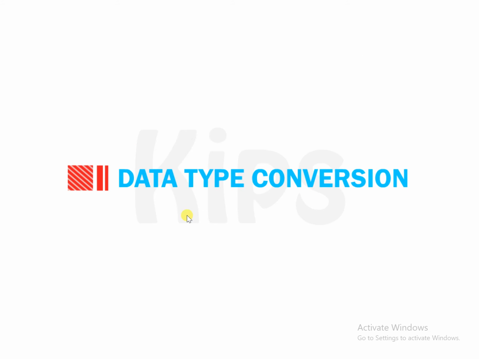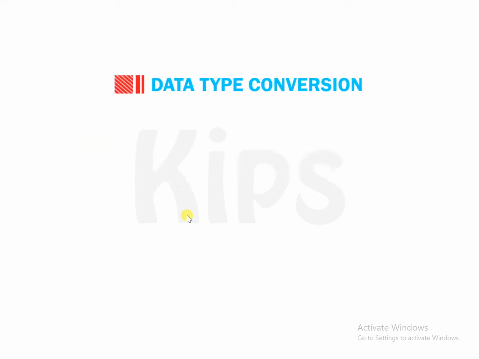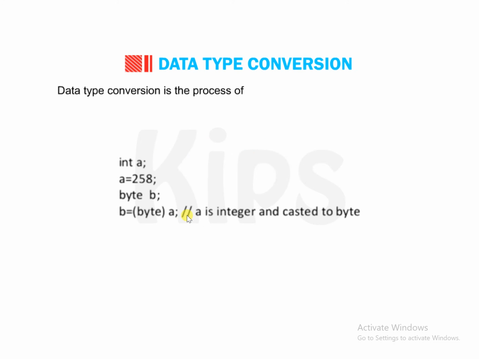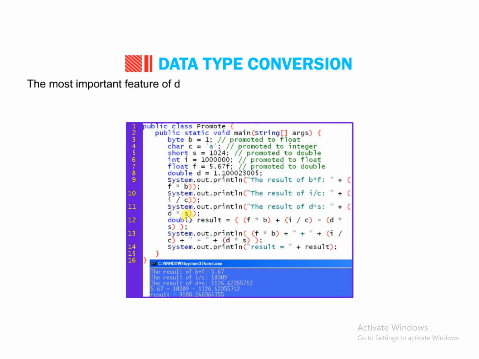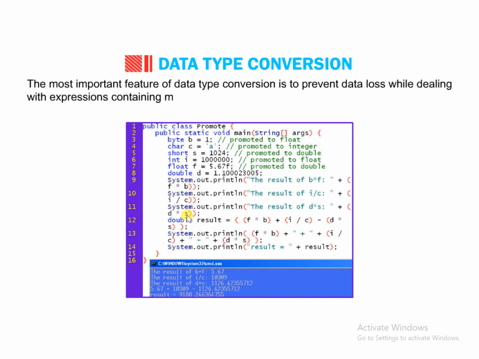Alright students, let me tell you about data type conversion. Data type conversion is the process of changing one data type into another. The most important feature of data type conversion is to prevent data loss while dealing with expressions containing multiple data types.